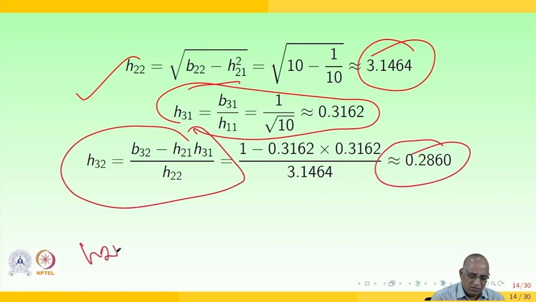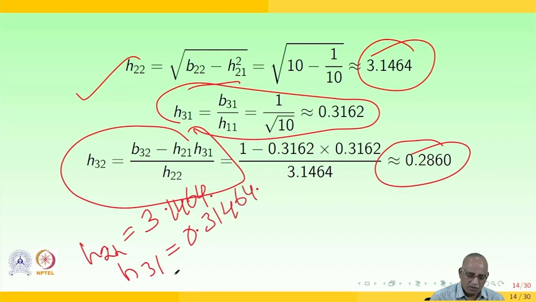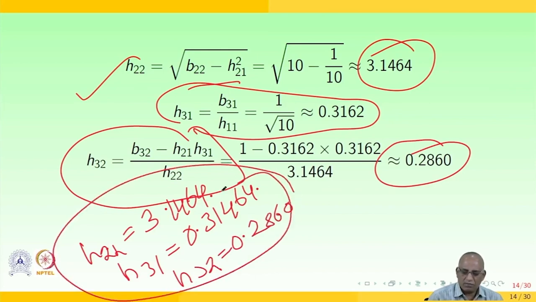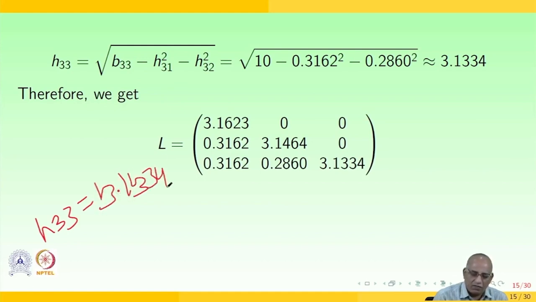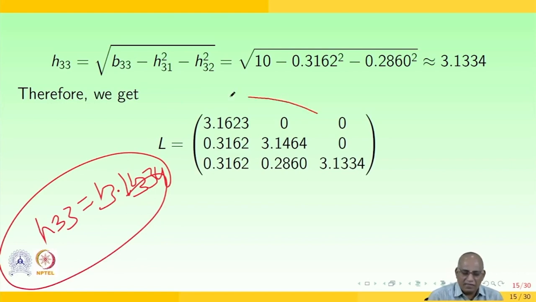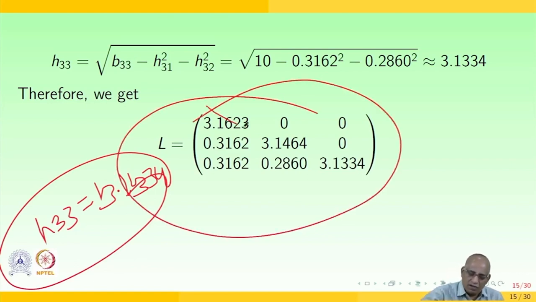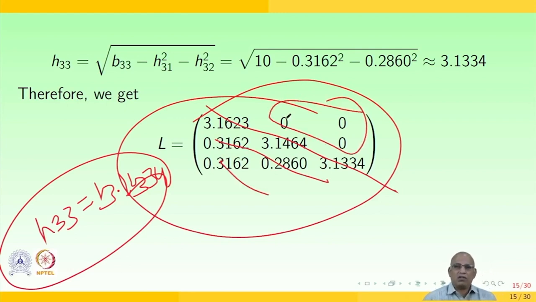So essentially H22 is 3.1464, and H31 is 0.31464, and H32 is 0.2860. And H33 is 3.1334. Therefore, the matrix L is this. You will have non-zeros, non-zeros, non-zeros, the rest are all zeros. A sparse lower triangular matrix.